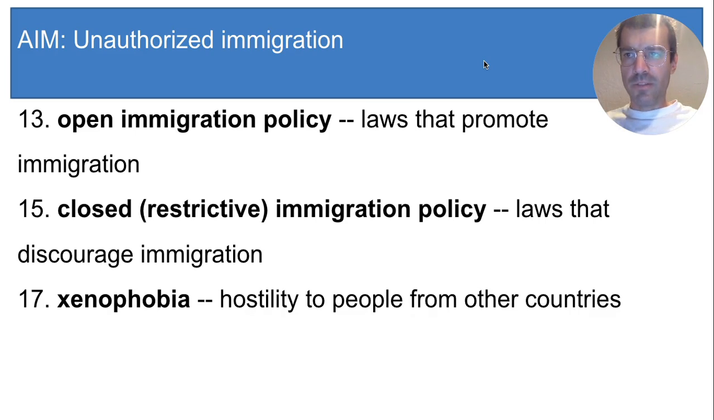Closed immigration policies may reflect xenophobia, which means hostility to people from other countries. Xenophobia ebbs and flows with other trends like economic downturns or conflict in other countries. I have a hard time understanding xenophobia in America because outside of Native Americans, everyone in America is either an immigrant or is descended from immigrants. And yet xenophobia persists.